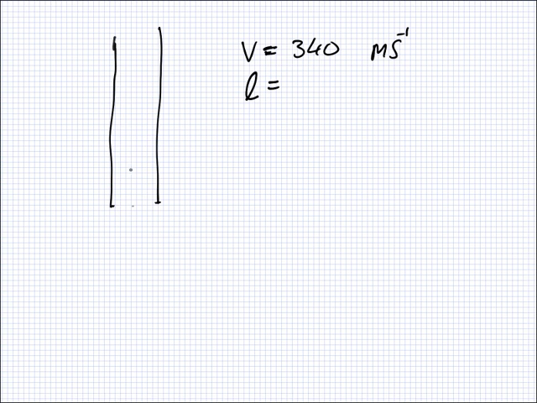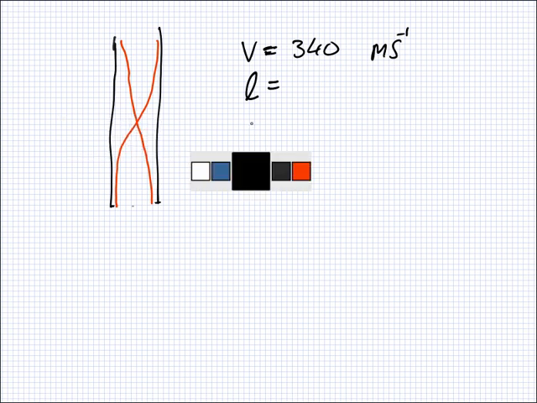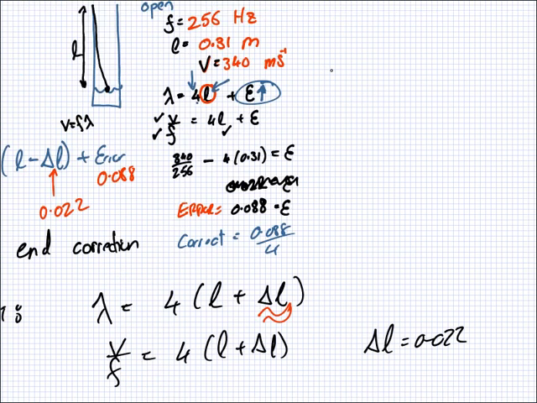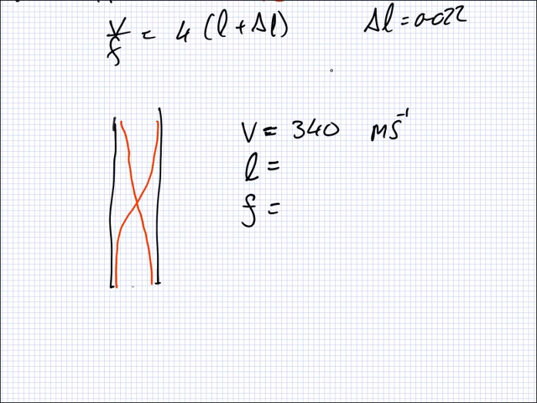It's still a fundamental, but it's a different wave, because what do you need here? You need antinodes. So this is an antinode. Okay, so it looks like this now. So how much of the wave is inside? Half a wave, isn't it? Yeah. And the frequency is the same. What was the frequency we got? 256 hertz.